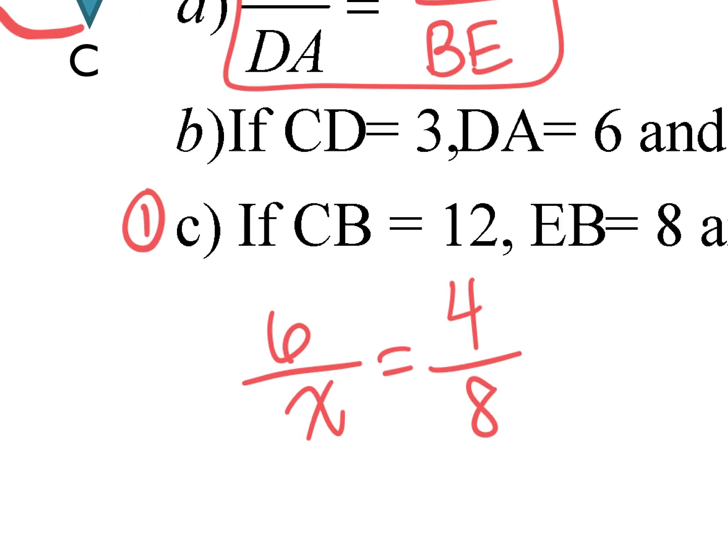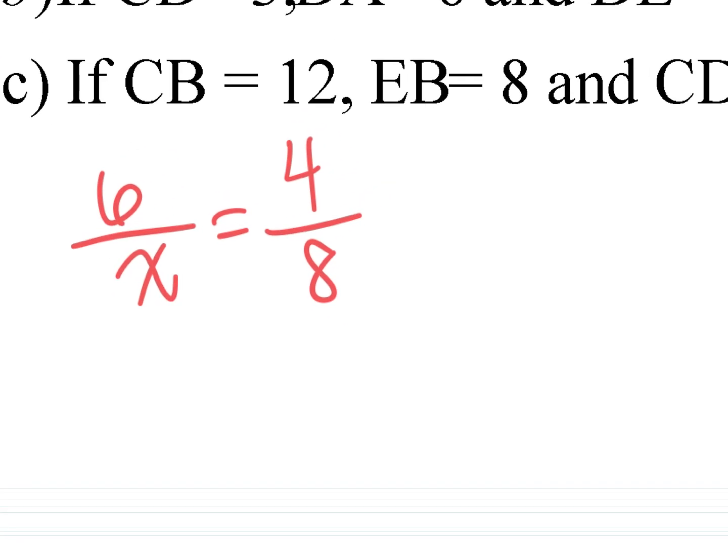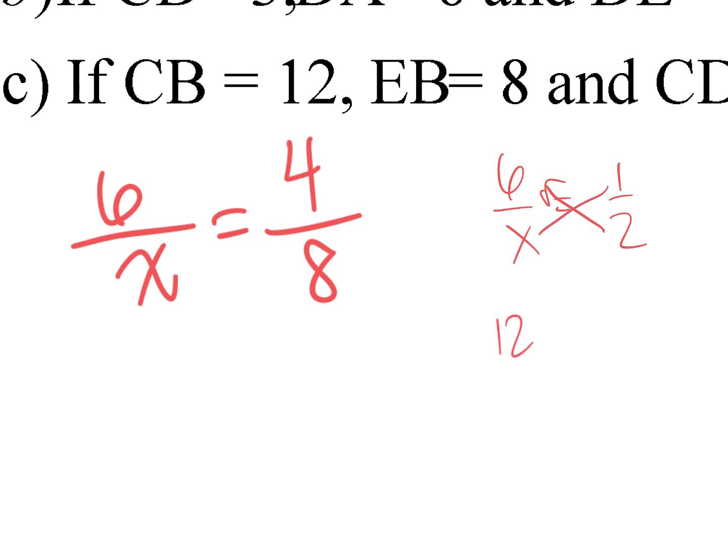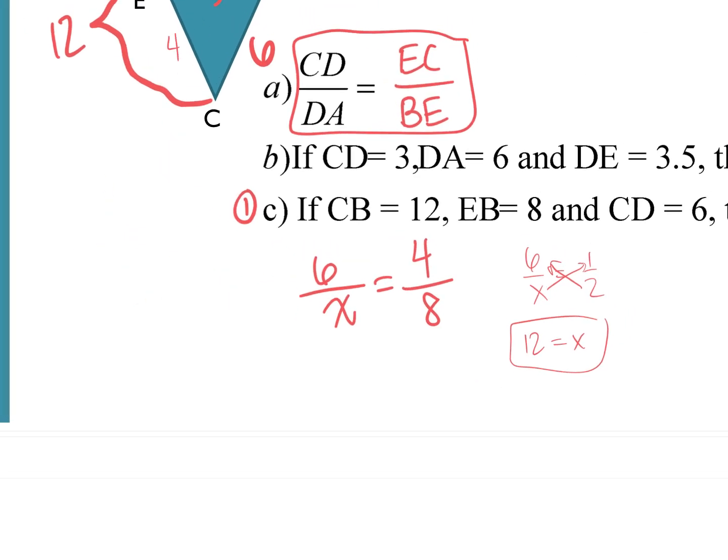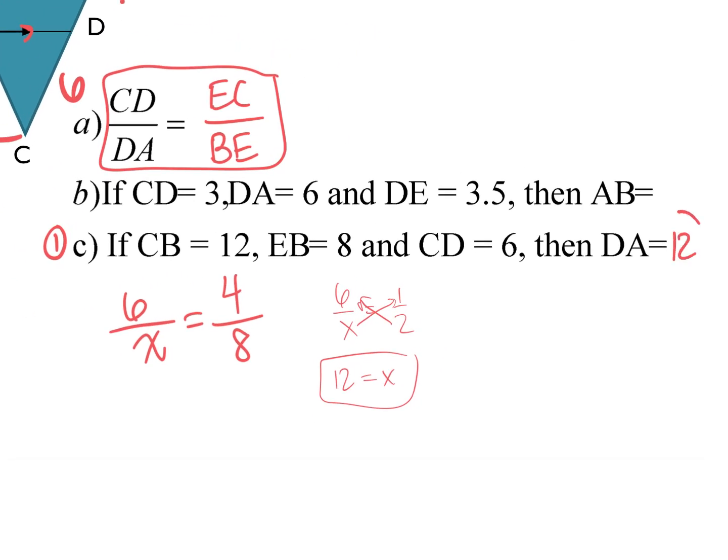Now, before you cross multiply, what should you do? Simplify. 4 over 8 simplifies to 1/2, so let's rewrite it. It's going to be 6 over X equals 1 over 2. What do I do now? Cross multiply. What's 2 times 6? 12. What's X times 1? X. So X equals 12. So we just found DA is 12. Does that make sense? Are there any questions on that example?